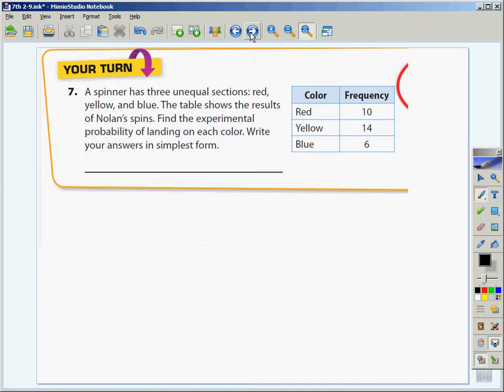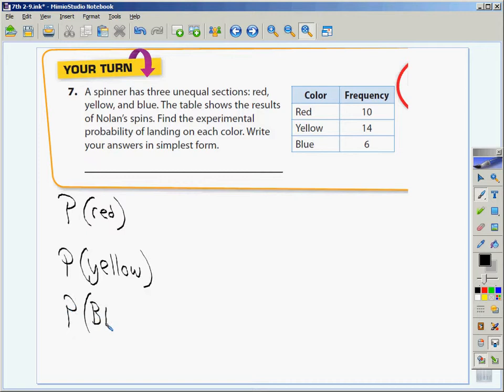So, let's take a look at this your turn, number 7. A spinner has 3 unequal sections, red, yellow, and blue. And the table shows the results of Nolan's spins. Find the experimental probability of landing on each color. So, they're looking for the probability of red. They're looking for the probability of yellow. And they're looking for the probability of blue.